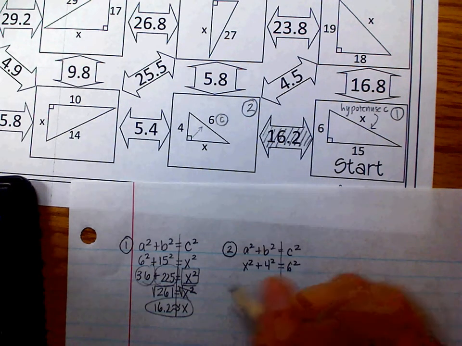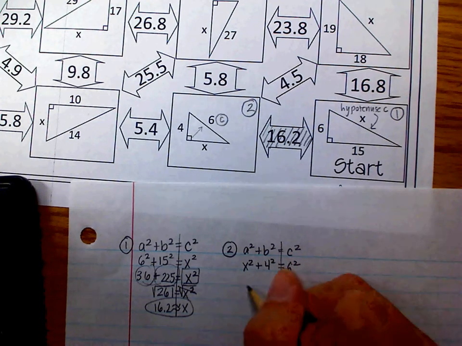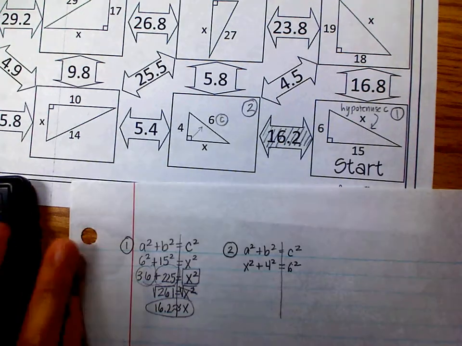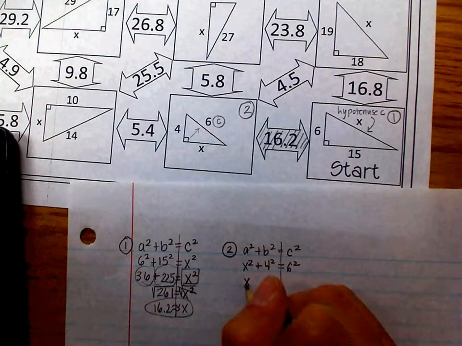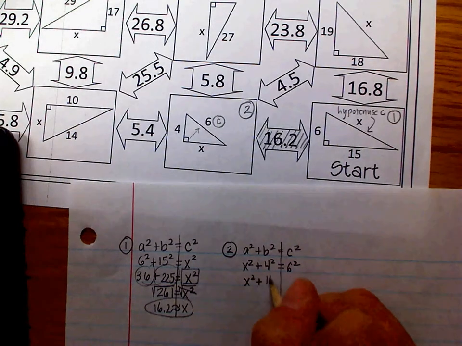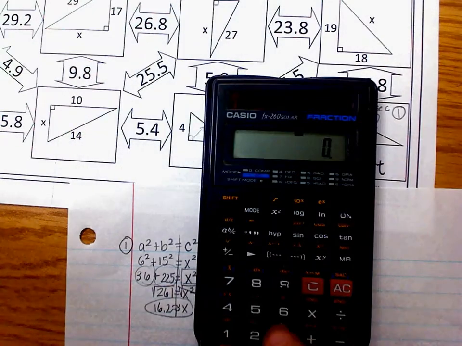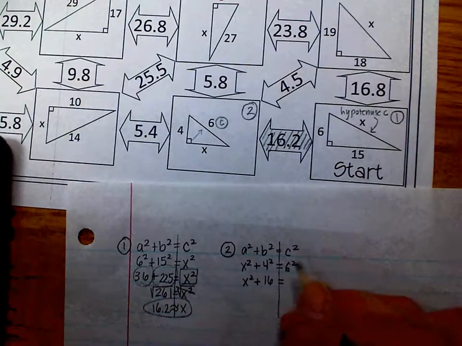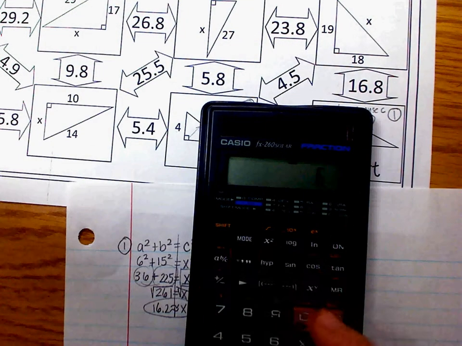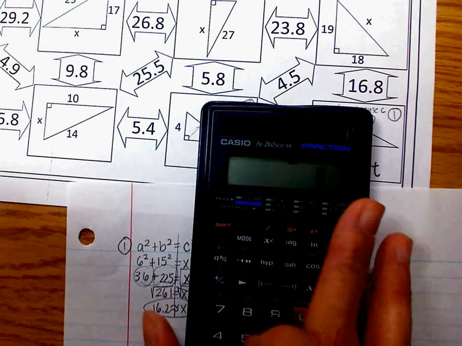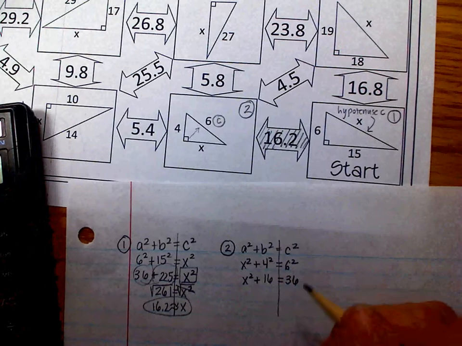In my next line, I'm just going to rewrite it with the 4 squared turning into 16 and 6 squared turning into 36, because 4 squared is 4 times 4, which is 16. So I'm going to rewrite the x squared plus 16 equals, and then 6 squared, which is 36. Now notice I didn't press shift, because when you do shift, you're going to be taking the square root, which makes it smaller, whereas when you square a number, it gets bigger.